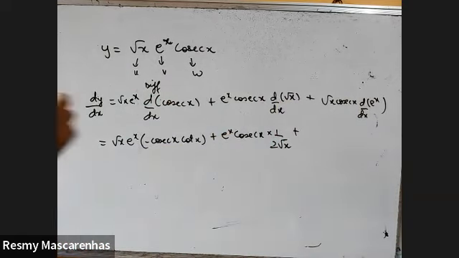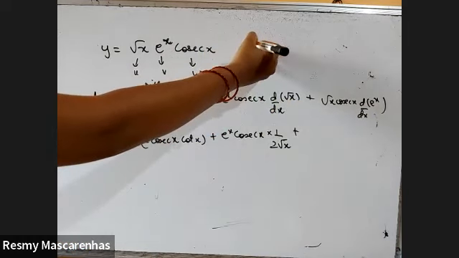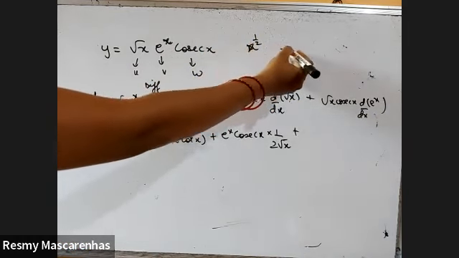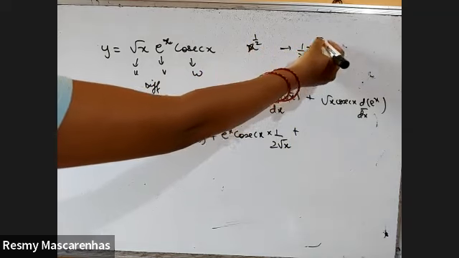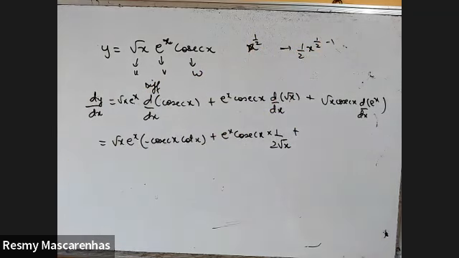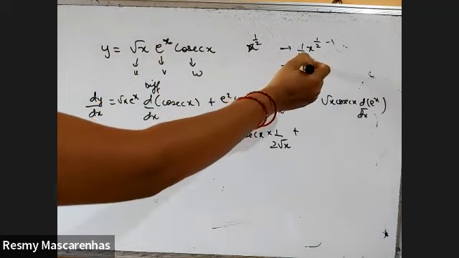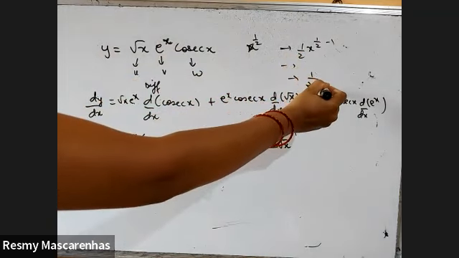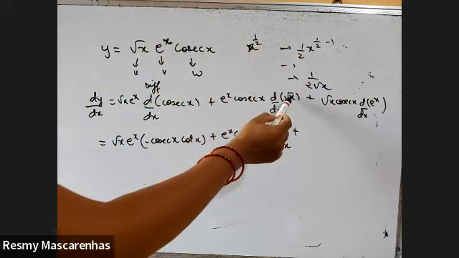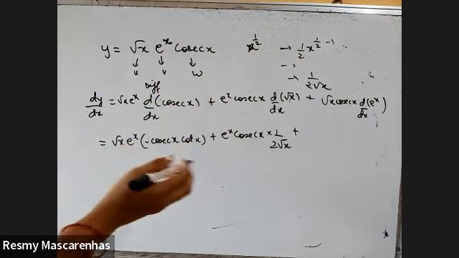Otherwise, the long cut, if you want to follow, then try this. x raised to half, and derivative of x raised to half is half x to the power minus half. This is a long cut method. At the end, after simplification, you will get it as 1 upon 2 root x only. So if you directly remember, the root x formula is 1 upon 2 root x.